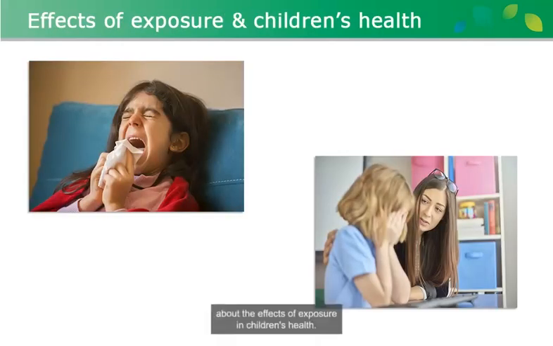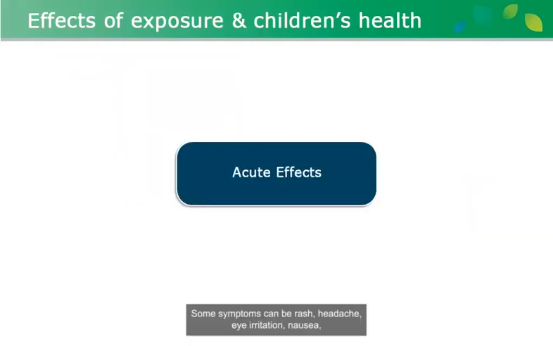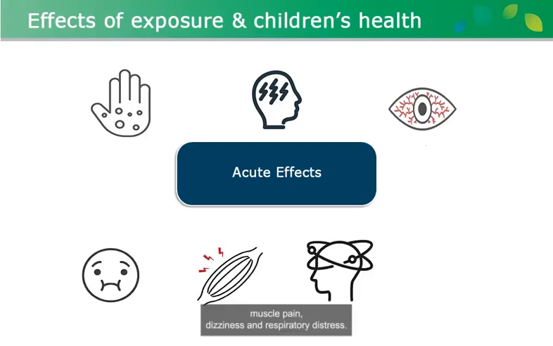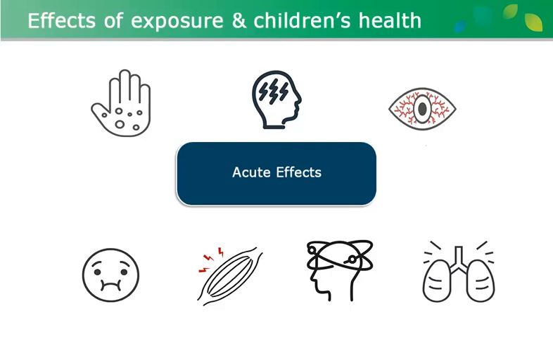Now, let's talk about the effects of exposure in children's health. Anytime a pesticide is applied, the potential for exposure increases. Some exposure symptoms you may notice right away or shortly after exposure. These are called acute effects. Some symptoms can be rash, headache, eye irritation, nausea, muscle pain, dizziness, and respiratory distress.